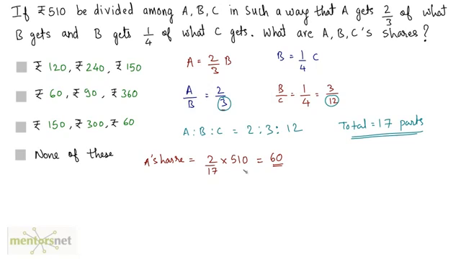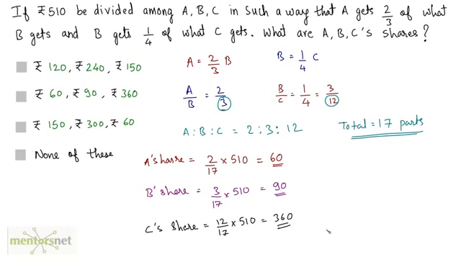Now it's turn of B. B's share is 3/17 of 510. So 3 by 17 times 510, and that is equal to 90. And now C's share: he gets 12/17 of 510, and that is equal to 360. So we have our answer, option B.